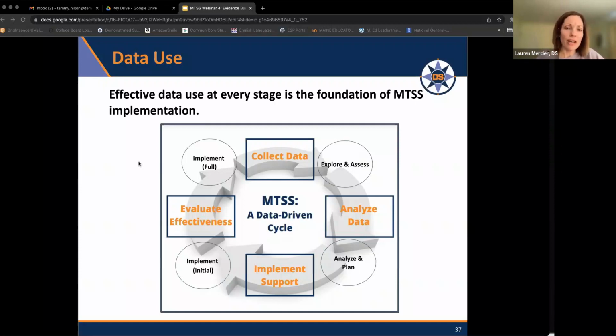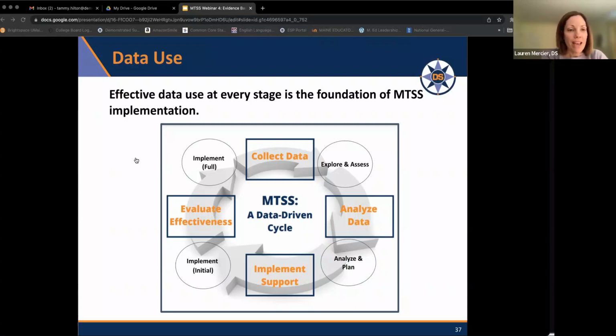So this image here is the data cycle that we will also work through for the stages of MTSS implementation. You see in the rectangles, right, you're going to work yourself through that data cycle. So we collect our data, we analyze it, we implement support, and then we evaluate the effectiveness of it. The ovals are representative of the different stages of implementation.